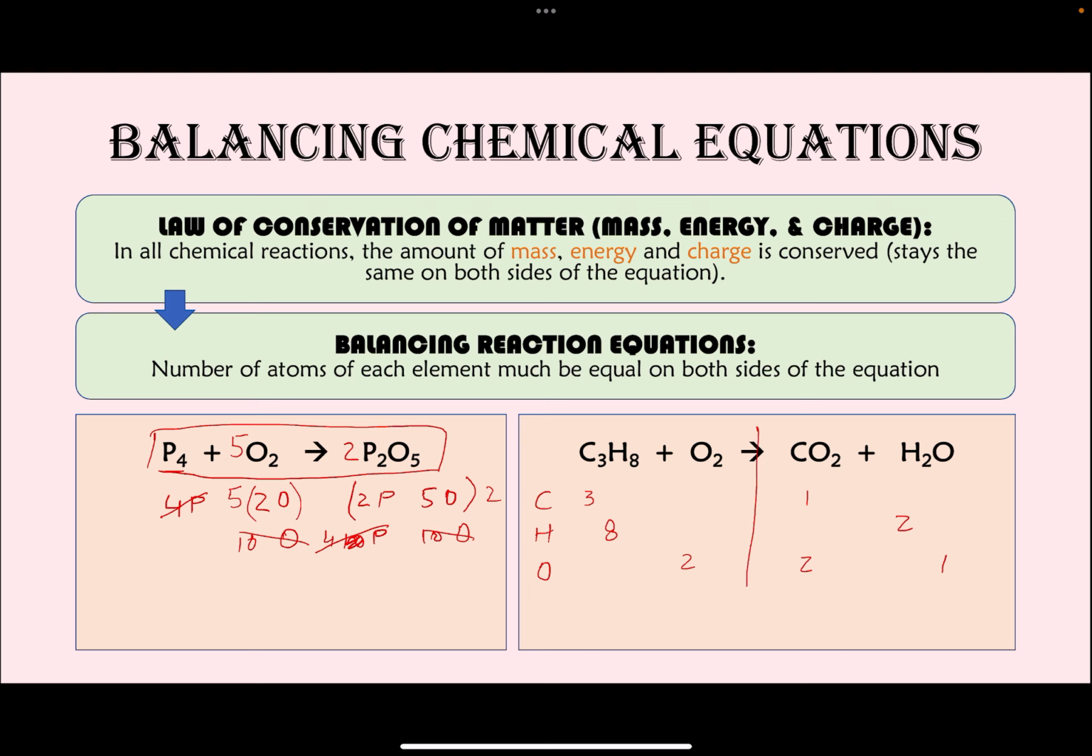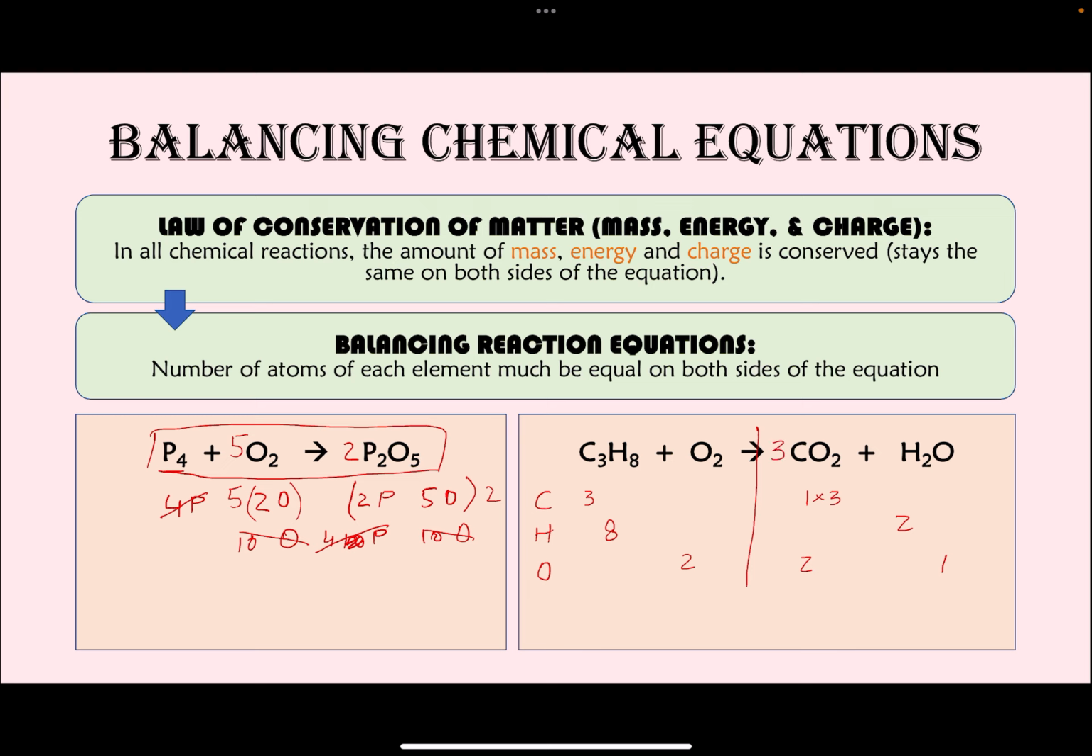So now we can go ahead and start off with whatever you like, but in most cases, whenever you're looking at a combustion reaction, it's normally a good idea to start with carbon. So maybe we want to start balancing off the carbon. So we have 3 on the reactant side, 1 on the product side. So let's go ahead and multiply this with a 3. So I'm going to add that 3 over here.